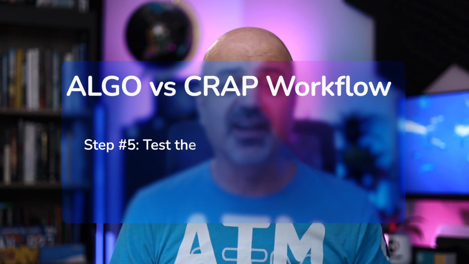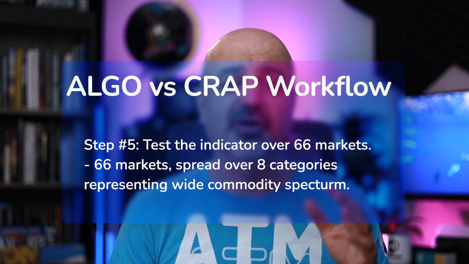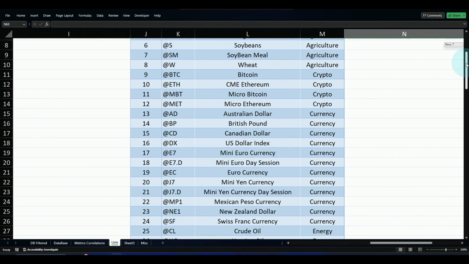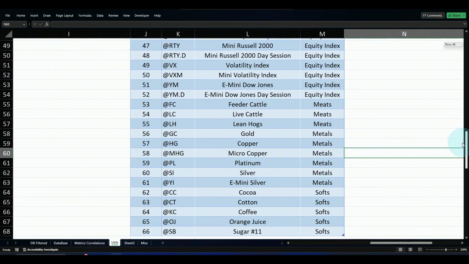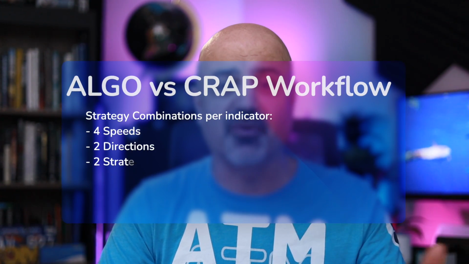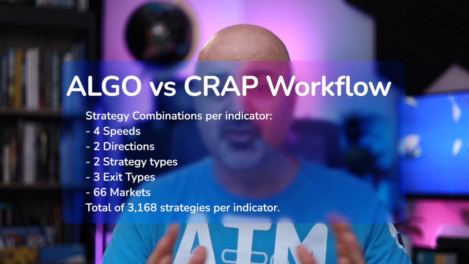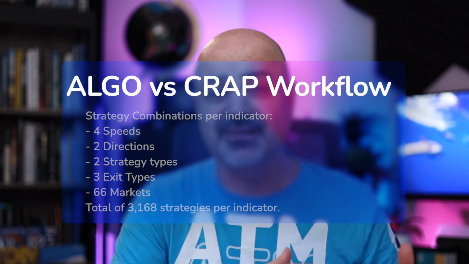And finally, point 5 in the workflow is the market. We will test all these combinations on 66 different markets. The 66 futures markets are in different sectors. They are in agriculture, crypto, currency, energy, equity index, meats, metals, and softs. So the combinations of the exits, the entries, the direction, and the multiple markets will give every indicator more than 3,000 strategies. So that is a really good statistical number to base our conclusions on, especially when we can compare it to other 3,000 strategies per indicator.